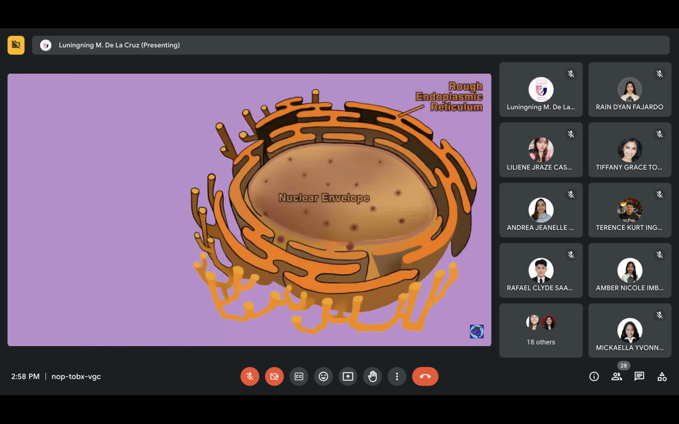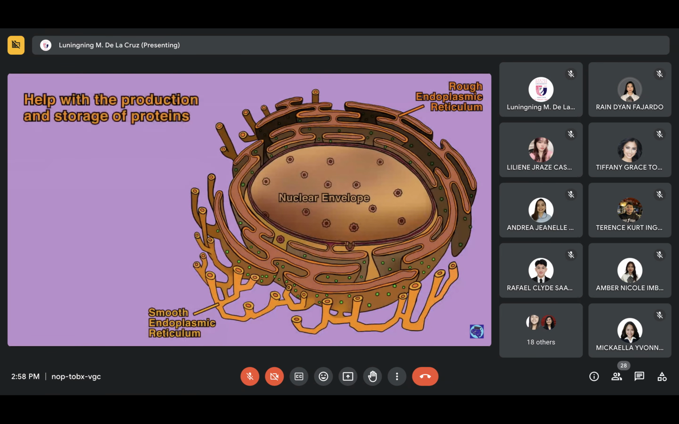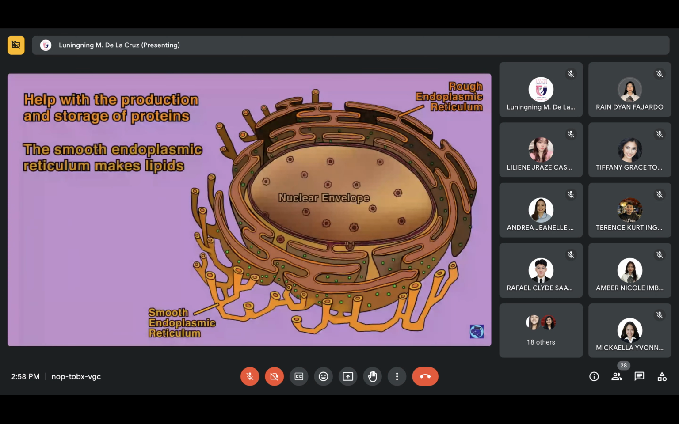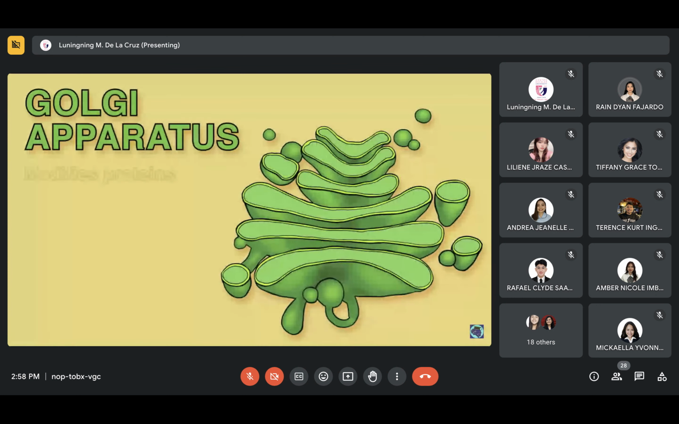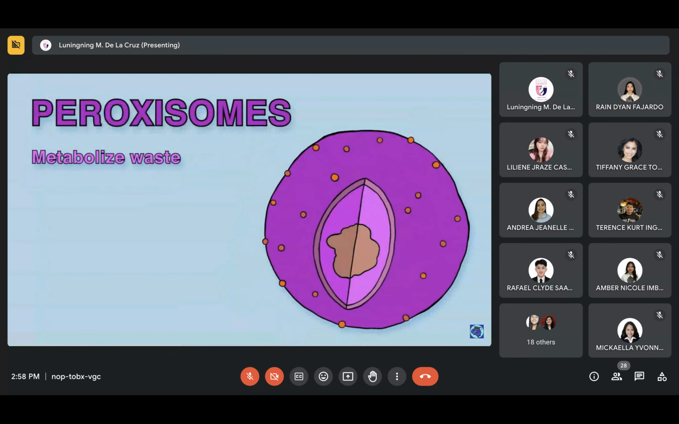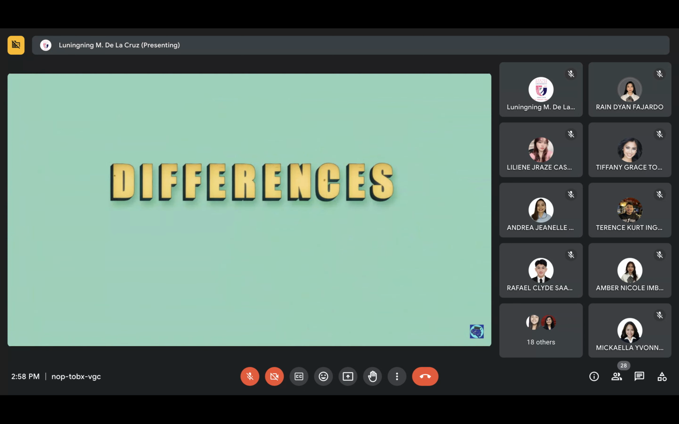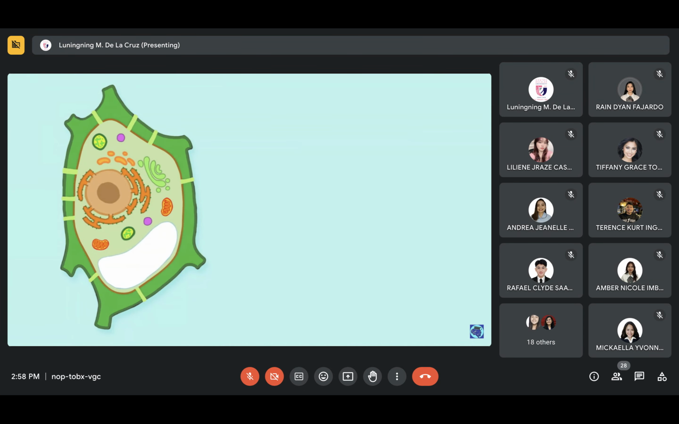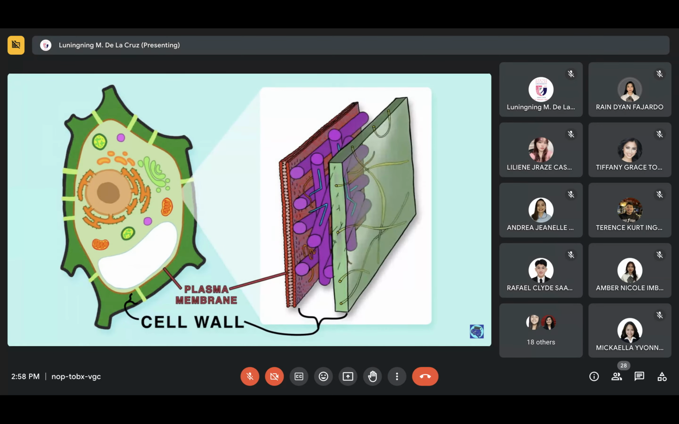Both rough and smooth endoplasmic reticulum help with the production and storage of proteins. The rough endoplasmic reticulum is covered in ribosomes, which translate RNA into protein. The smooth endoplasmic reticulum makes lipids. The Golgi apparatus modifies proteins. Peroxisomes metabolize waste. Now let's get to the differences between plant and animal cells. One major difference is that plant cells have a rigid cell wall around their plasma membrane.